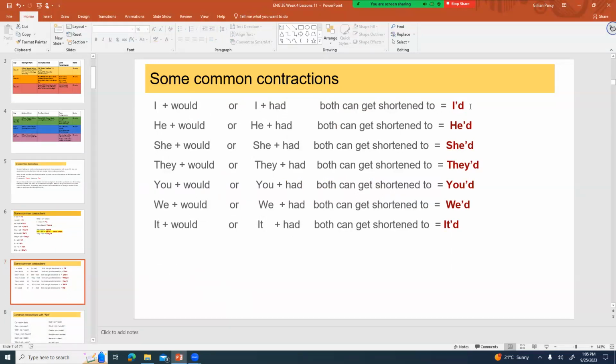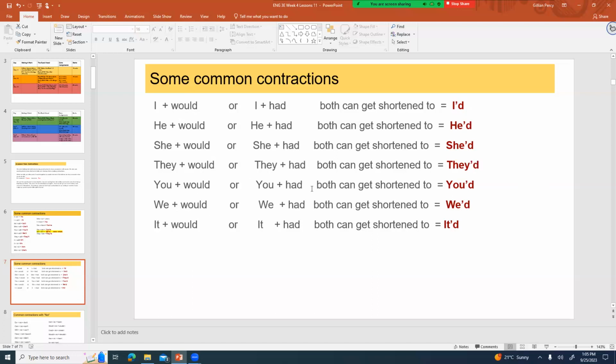Take a look at, is it talking about something that happened in the past? Or is it something that's about to happen or could happen in the future? So I plus would or I plus had becomes I'd. He plus would or he plus had becomes he'd. She plus would or she plus had becomes she'd. They plus would or they plus had becomes they'd.